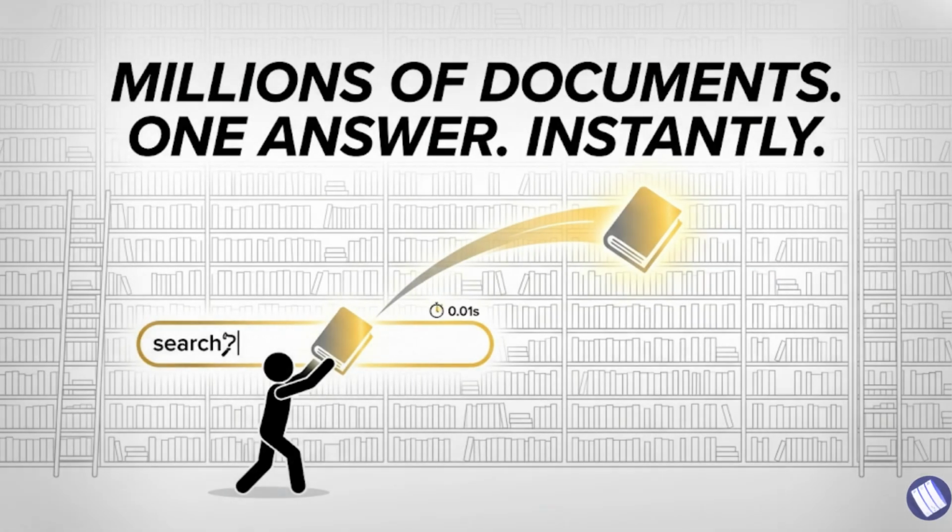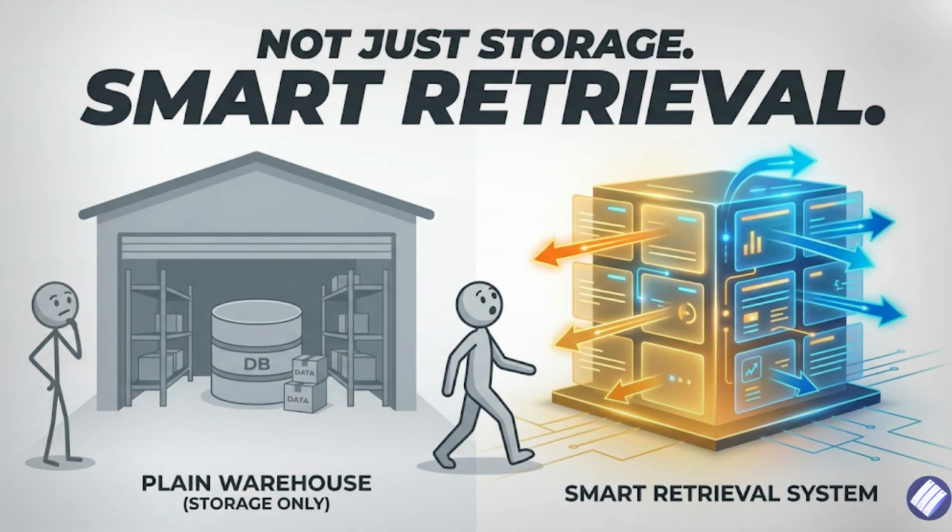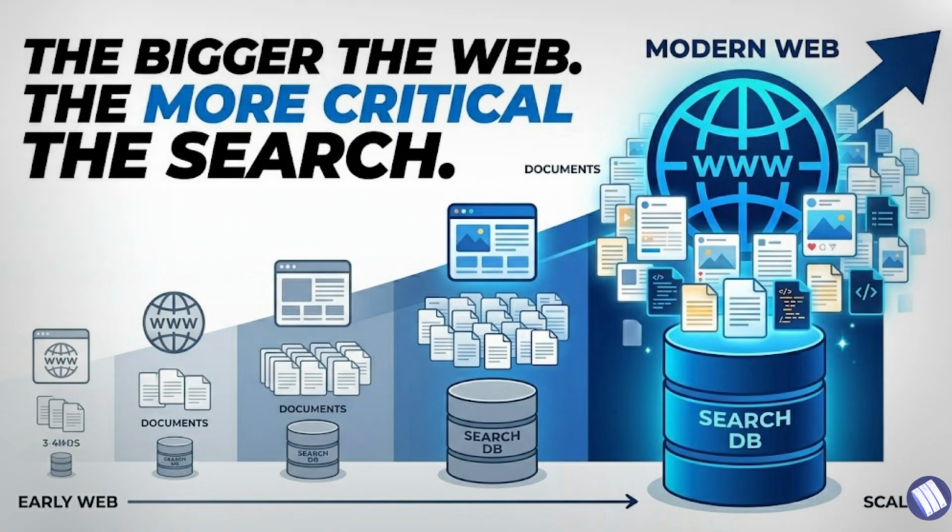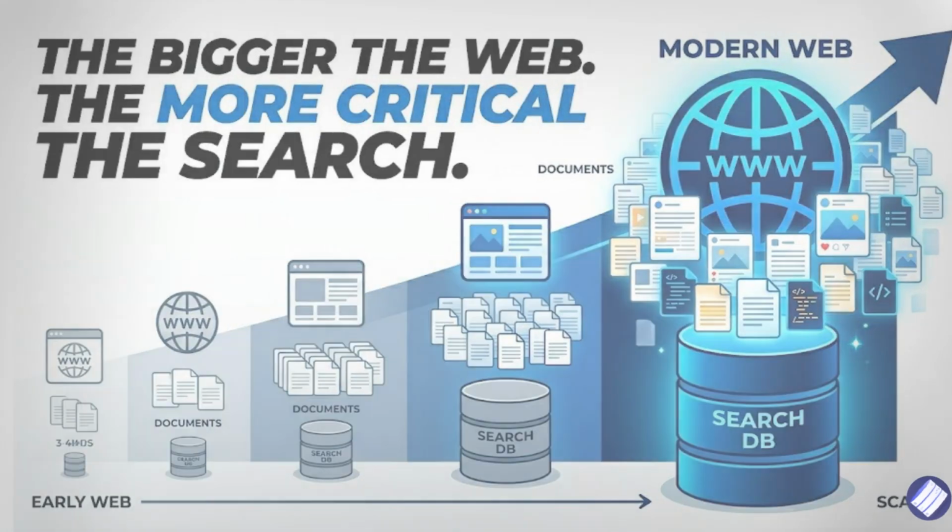Search databases are optimized for finding information quickly within large collections of text. Rather than focusing only on storage, they specialize in indexing and retrieving content efficiently. These systems became increasingly important as websites and applications grew in size.